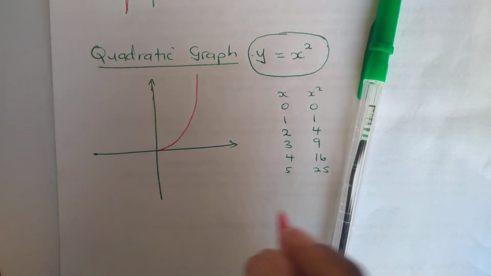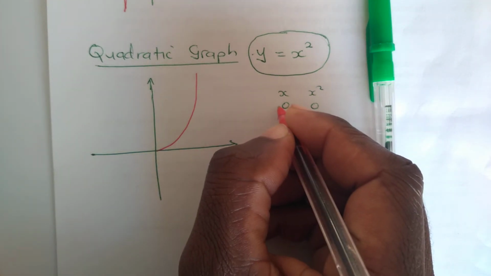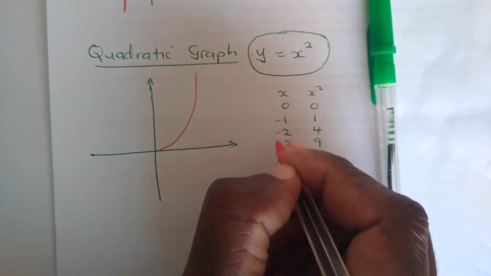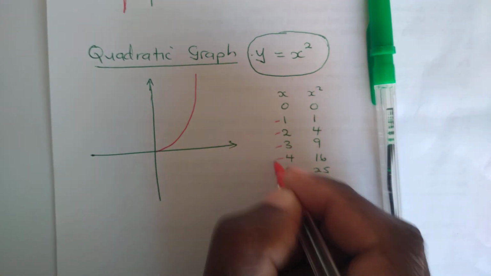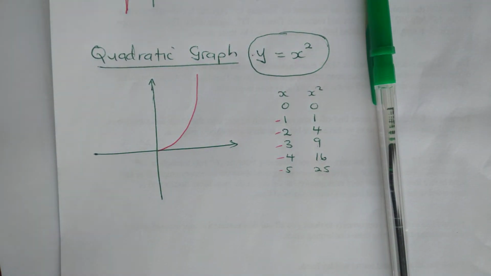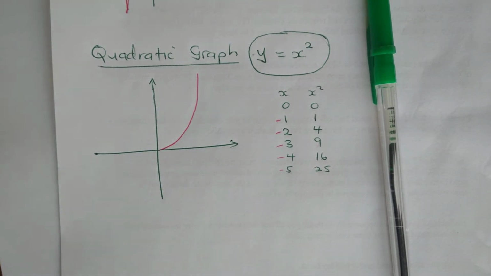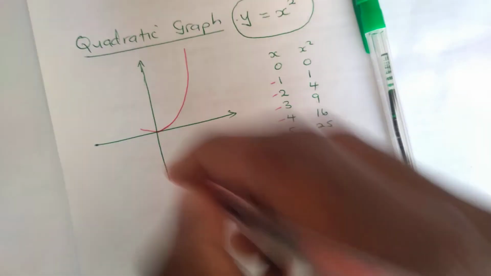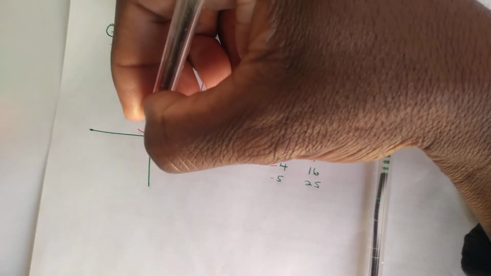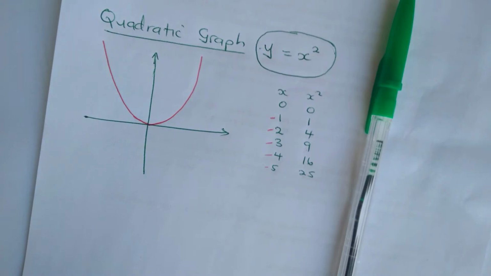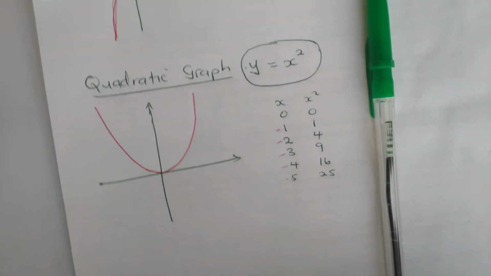What about the negative side? If x is 0, 0. If x is minus 1, you still get a 1. Minus 2, you still get 4. Minus 3, you still get 9. Minus 4, 16. Minus 5, you still get a positive 25. So the graph is still above the x-axis, but on the negative side of x. So this is how it goes. I'm not going to sketch something that is perfect, but you get the sense. This is the graph, basically.